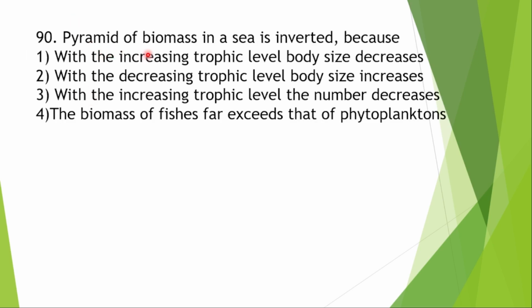90. Pyramids of biomass in an area are inverted because with increasing trophic level body size decreases, with decreasing trophic level body size increases, with increasing trophic level the number decreases. And then the fourth one, the biomass of fishes far exceeds that of the phytoplanktons. The right option is option 4.